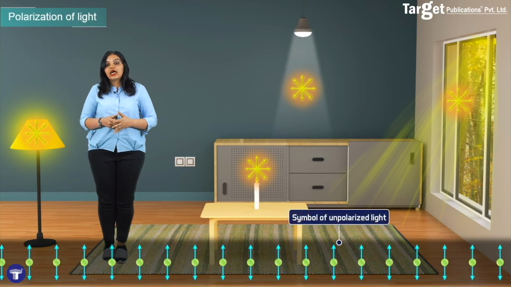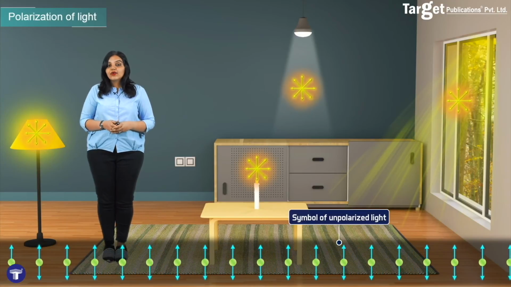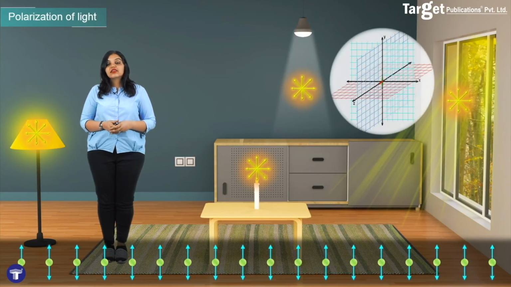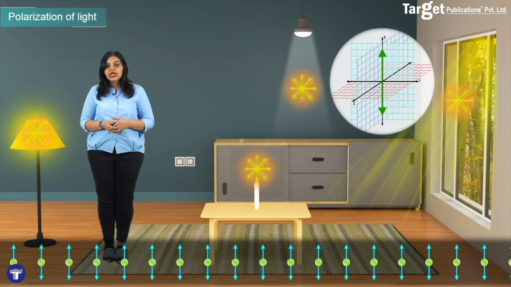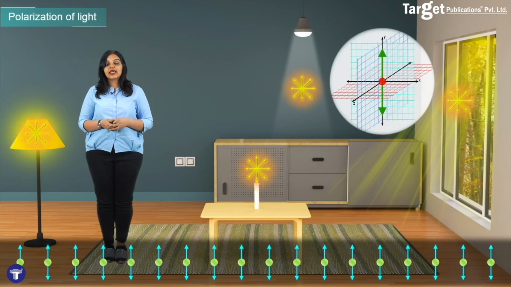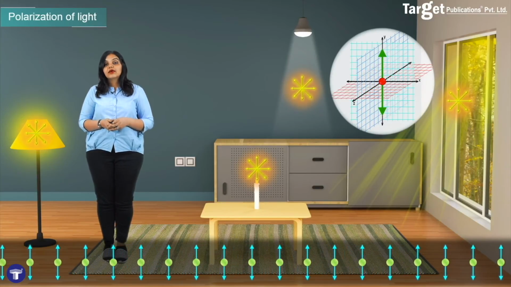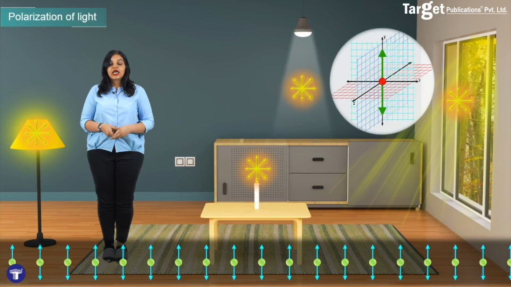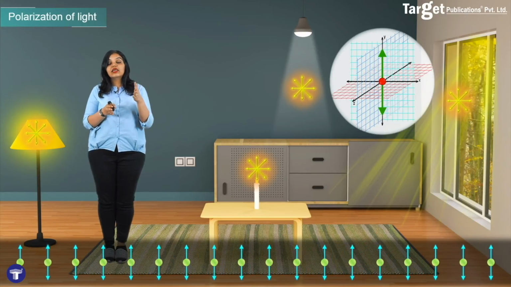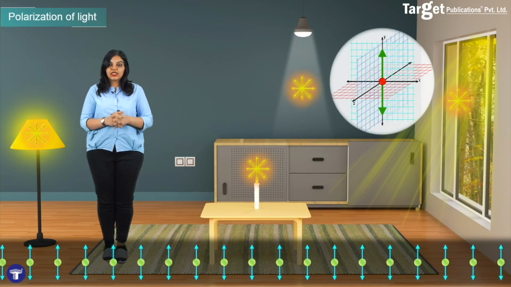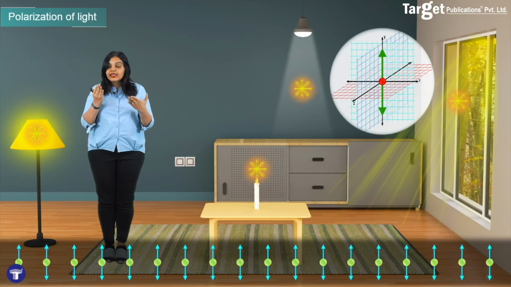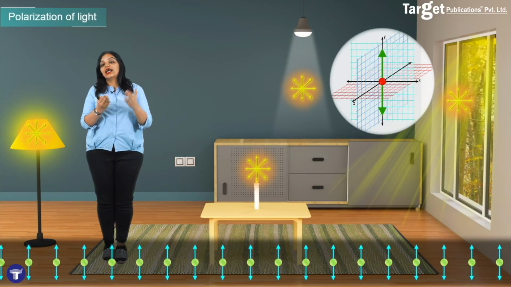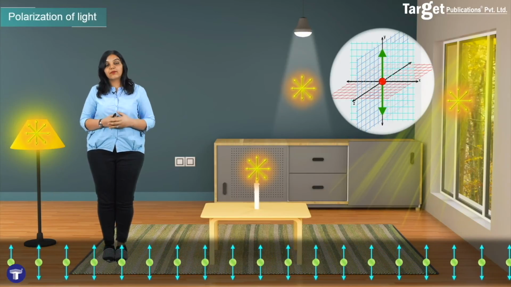The symbol for unpolarized light is given by an arrow and a dot, where the arrow represents the direction of vibration in the plane of the paper and the dot represents the direction of vibration of light perpendicular to the plane of paper. And therefore from now onwards, whenever we show the symbol for unpolarized light, we will use a dot and an arrow. The arrow will be the light which is in the plane of the screen and the dot will be the light which is perpendicular to the plane of the screen or the plane of the paper.